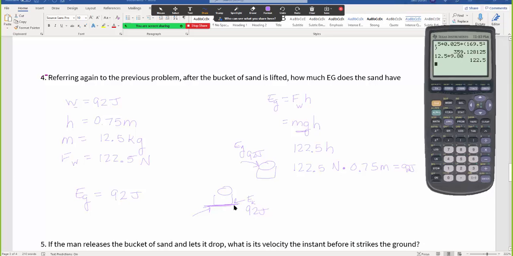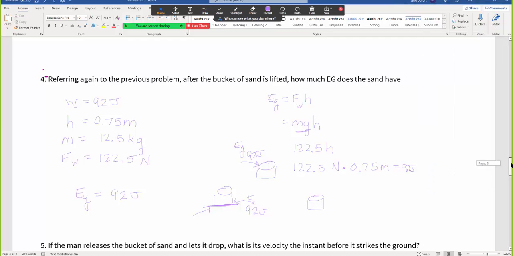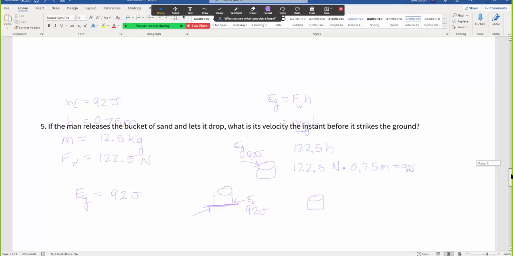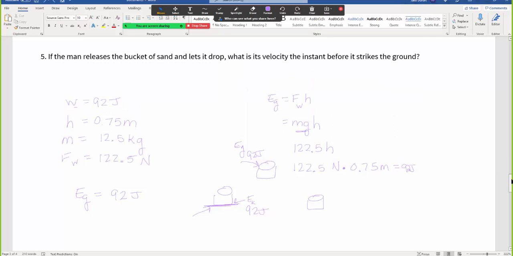The kinetic energy right at the beginning, after the work goes into it, is 92 joules. And then the gravitational potential energy at its top is 92 joules. And then back at the bottom over here, the kinetic energy is going to have the 92 joules again, and gravitational is going to be 0. All right, if the man releases the bucket of sand and lets it drop, what's its velocity the instant before it strikes the ground?